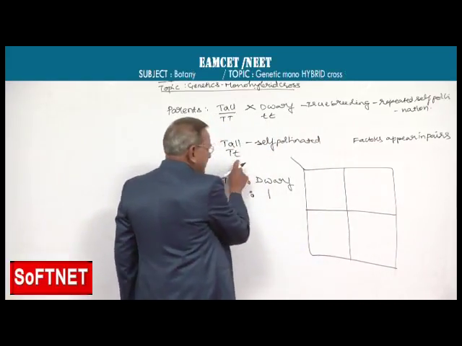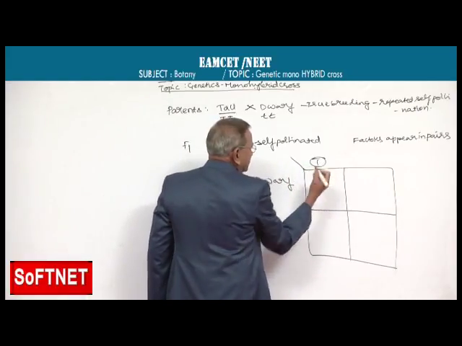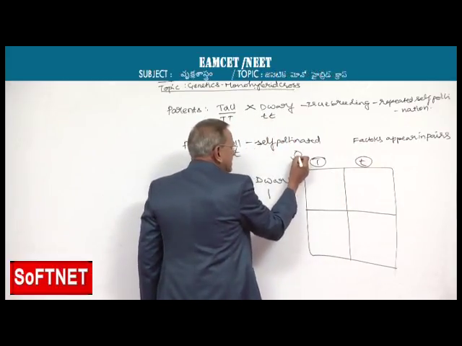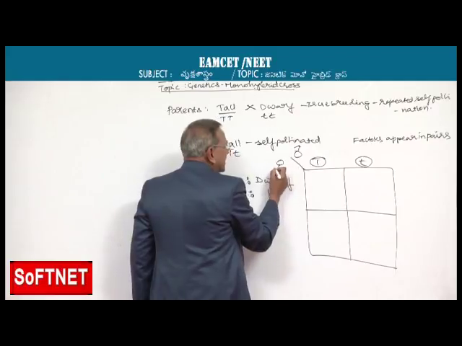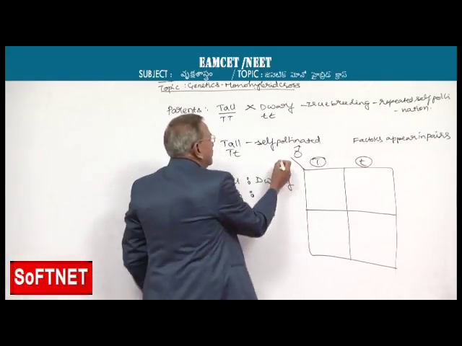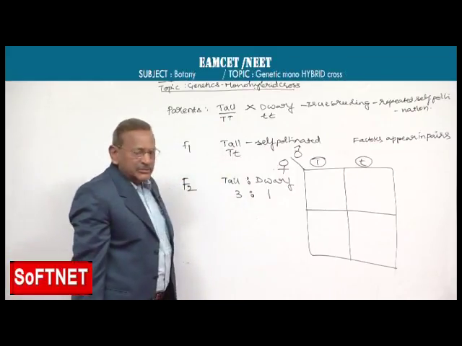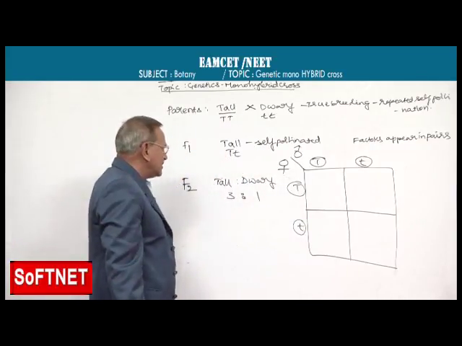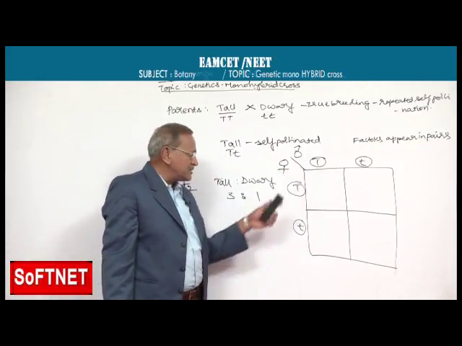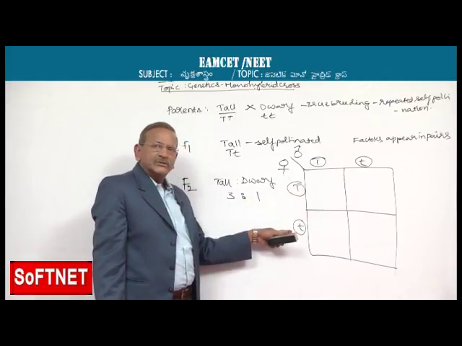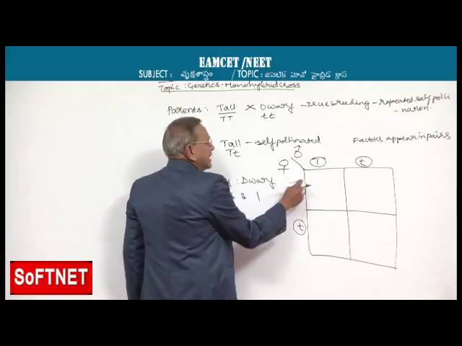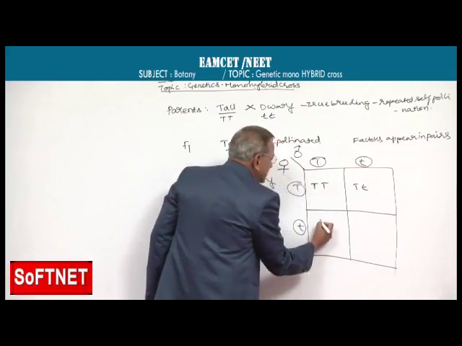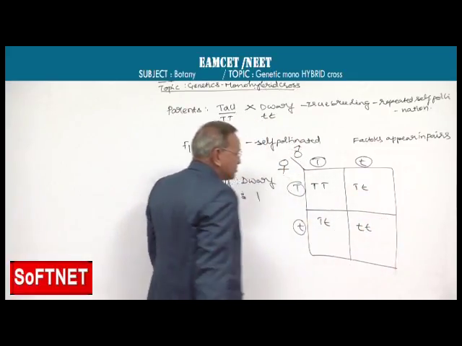So on selfing, it will produce two types of gametes. Half of the gametes will carry capital T, the remaining half will carry small t, and these are the male gametes. The female gametes will also be similar. Half of them will carry capital T, the remaining half will carry small t. So these are the gametes: 50% capital T, 50% small t. On random fusion, you have TT, Tt, Tt, and tt.